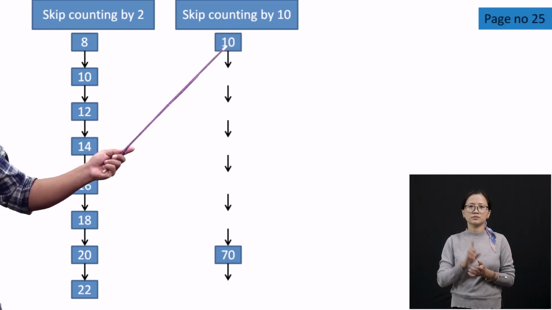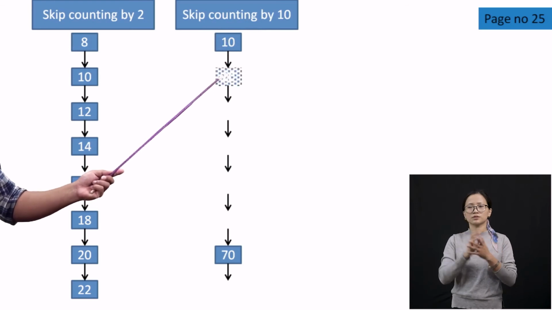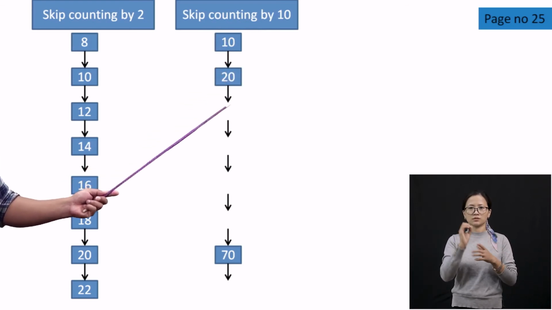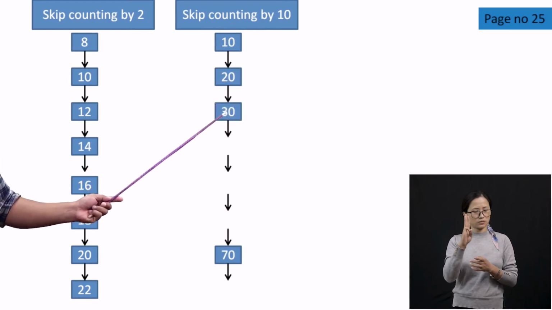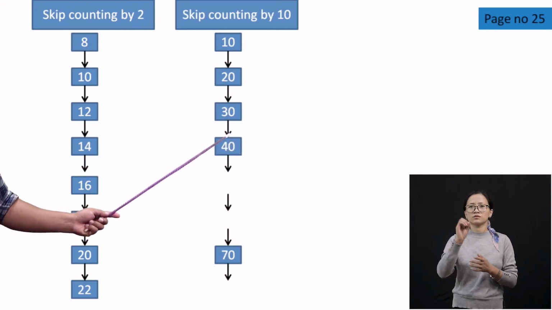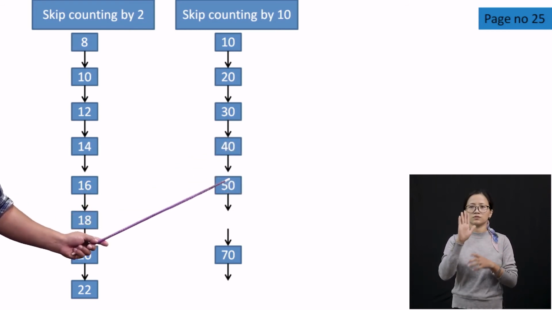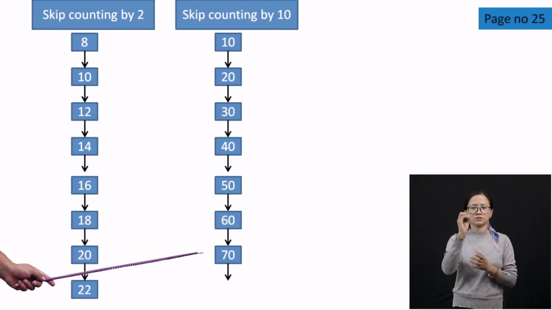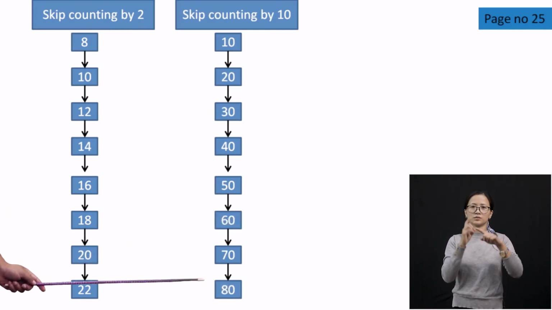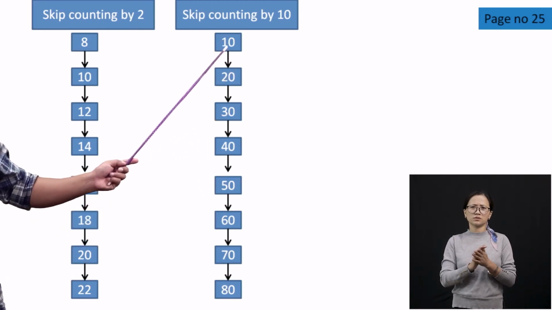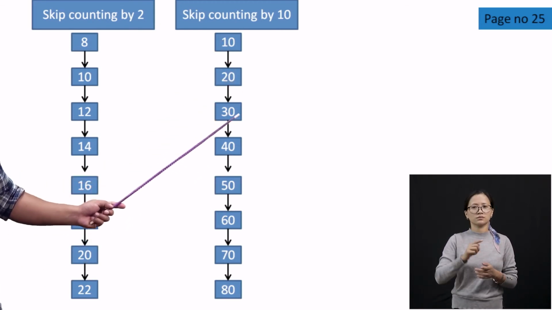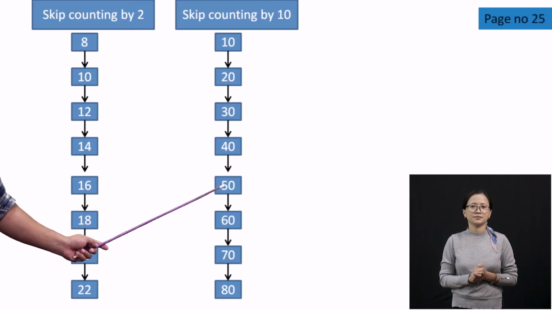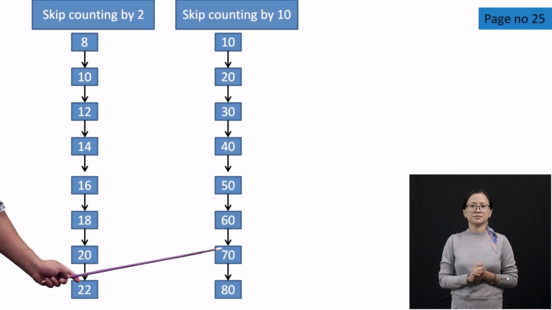Okay? So 10 plus 10 is 20. 20 plus 10 is 30. 30 plus 10 is 40. 40 plus 10 is 50. Again, 50 plus 10 is 60. 60 plus 10 is 70. 70 plus 10 is 80. So you will read this as 10, 20, 30, 40, 50, 60, 70, 80.